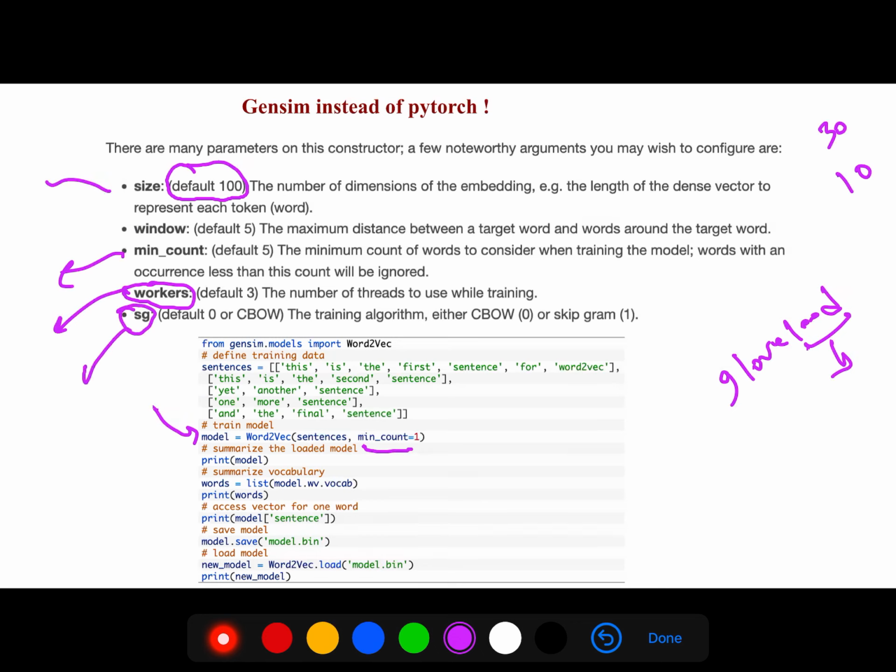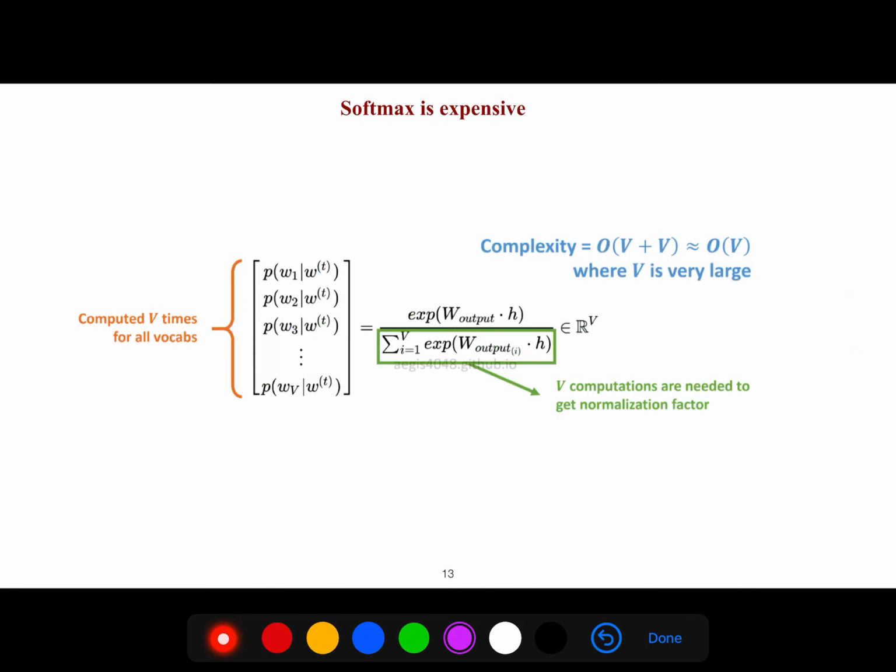And when sg is 0, it means continuous bag of words. When it is 1, it is skipgram. Also the window is usually set to 5. That's why for Gensim the default is 5. And so we give the sentences, this one, the other sentences, and after saving the model, when you load it, you have all the vectors of all words in these sentences.